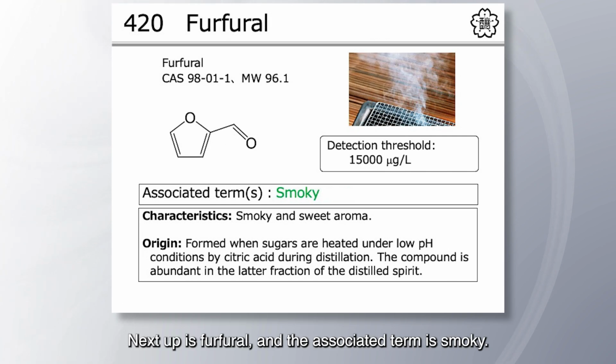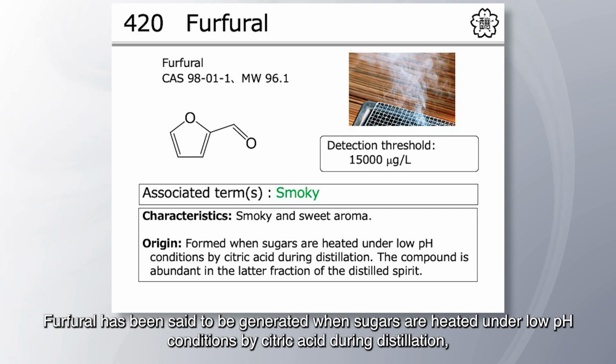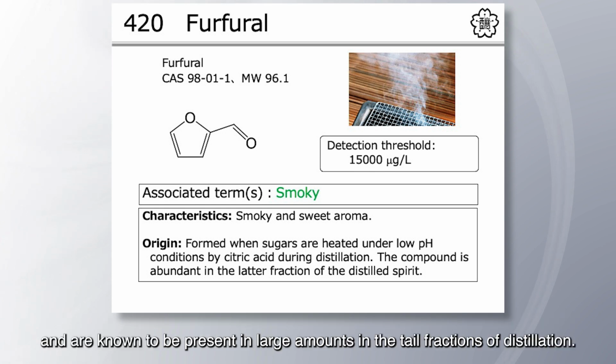Next up is furfural, and the associated term is smoky. It is characterized by a smoky and sweet aroma. Furfural has been said to be generated when sugars are heated under low pH conditions by citric acid during distillation, and is known to be present in large amounts in the tail fractions of distillation.